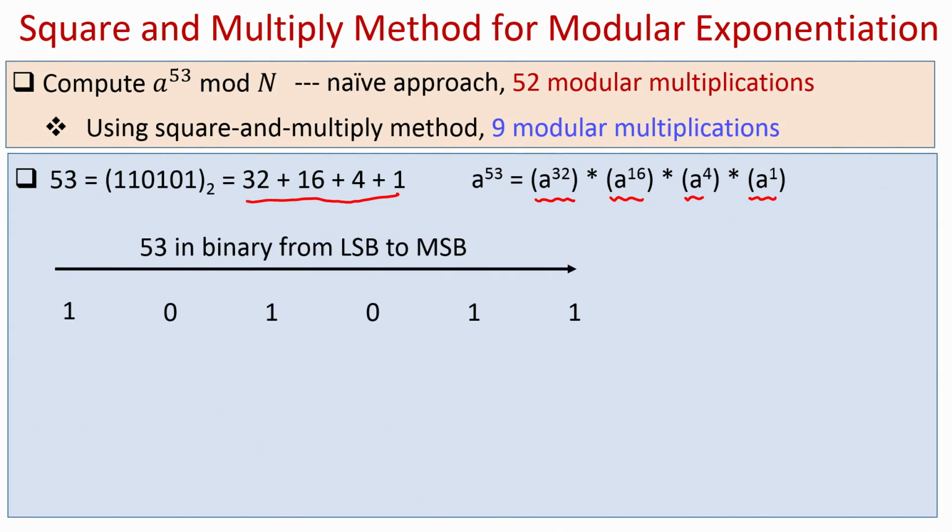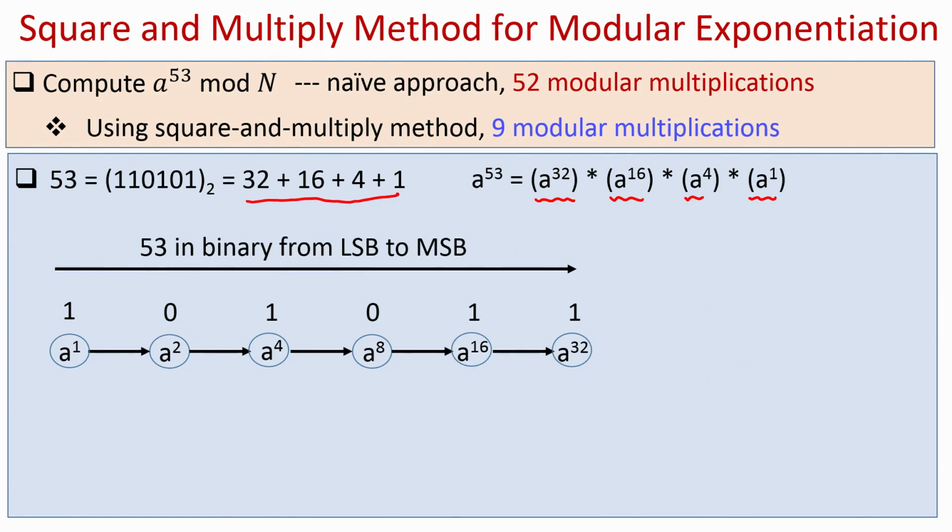In more detail, imagine I write 53 in binary representation from LSB to MSB in this form. As I go from LSB to MSB, the different powers of a that I obtain as I go from one bit to the next is just the square of the previous power. And it is easy to see that my goal is to compute a to the power 53, which can be computed by just multiplying some selective powers of a, namely the powers of a corresponding to the bit positions where in the binary representation of 53 I have the bit 1.